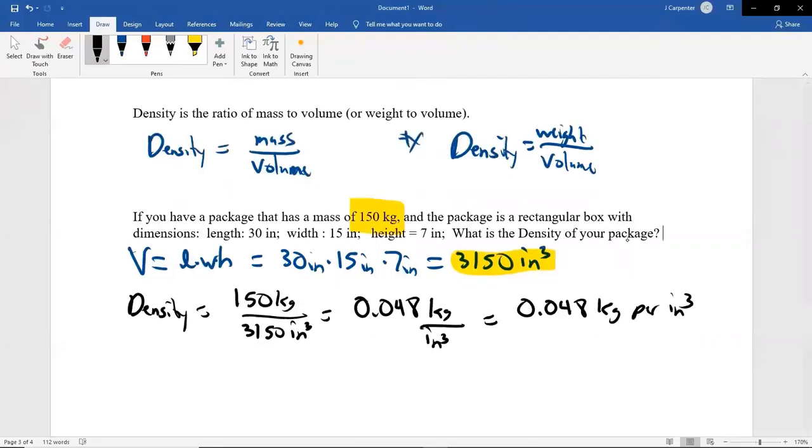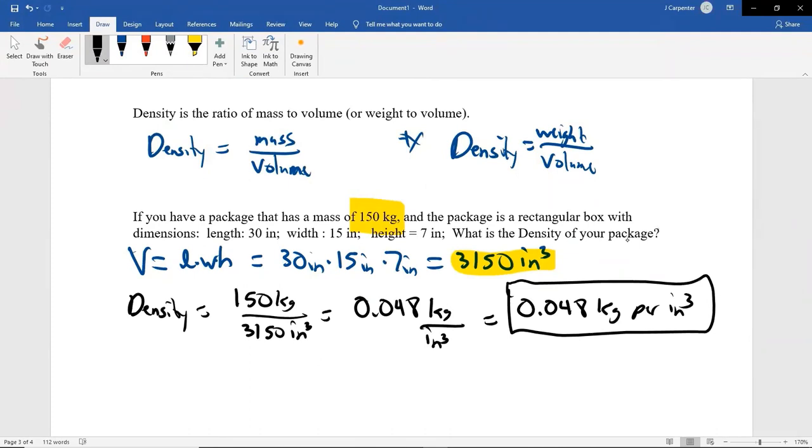Now, maybe this is a nice answer, but that number is really small, and some people just don't like really small numbers, and they say, all right, well, 2 of your dimensions were more than a foot. This one's like half a foot. So maybe I'm curious what the density is based off of cubic feet instead of cubic inches. You can certainly do that.